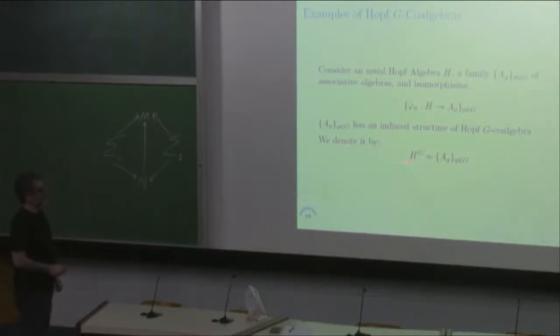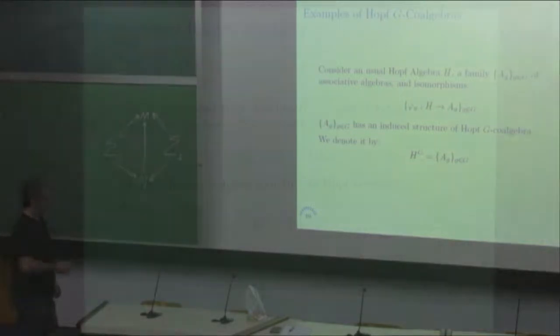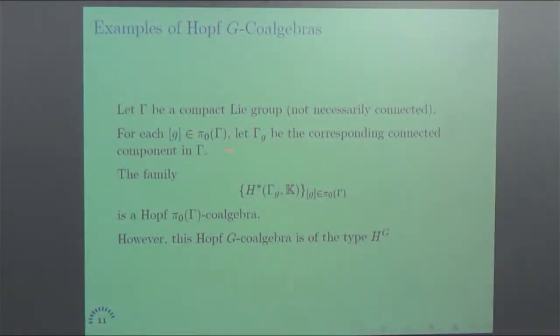It's a kind of H times G. Okay. So if you take a compact Lie group, it doesn't have to be connected, and for each class in pi 0, you take the corresponding connected component in the group. And you take this family. So for each class in pi 0, you take the connected component, and you take the cohomology with coefficients in K, right? And this is a Hopf pi 0 coalgebra, okay? But this is of that type, because all of these algebras are isomorphic.